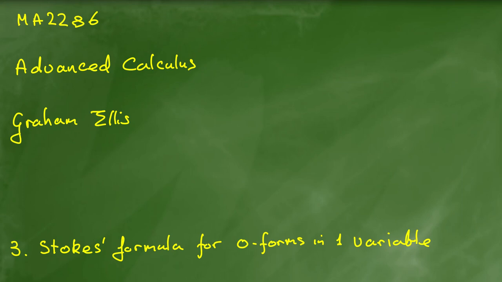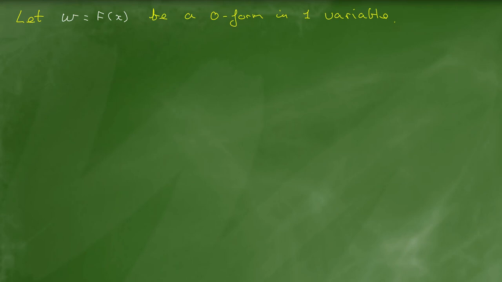So let omega be our zero form in one variable x. So omega then is nothing other than a smooth function, capital F of x. So we can regard omega as a zero form, in which I'll write omega, or sometimes I can regard it just as a function from first year, and then I'll write it as capital F of x.